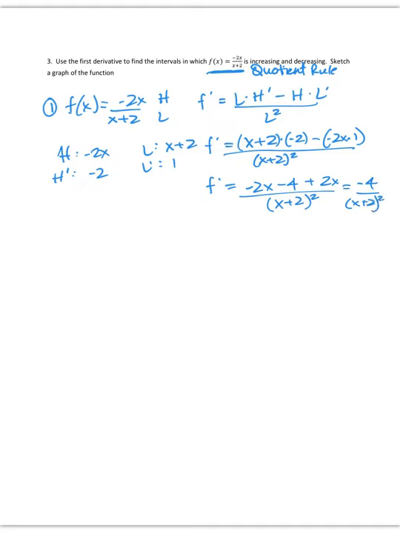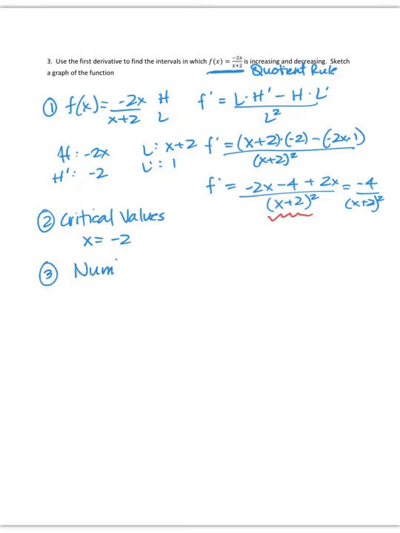So now we're going to take a look to find the critical values. And in this case, there is that one where it would be undefined. So we would have x is equal to negative 2. And just to be sure you know where that came from, we had that x plus 2 in the denominator. And of course, the denominator can't be 0, so we have that critical value of negative 2 where it would be undefined. So now we are going to do the number line test.